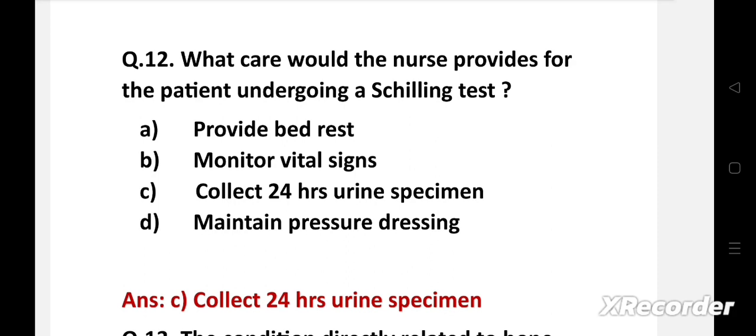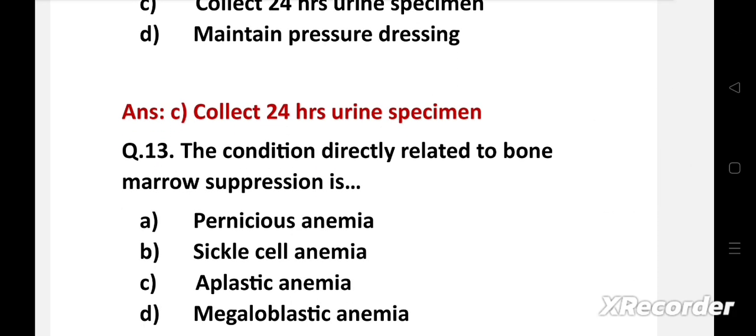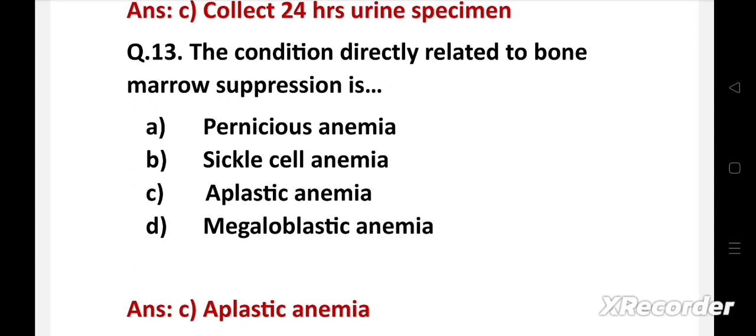Next question. The condition directly related to bone marrow suppression is: option A, pernicious anemia; B, sickle cell anemia; C, aplastic anemia; D, megaloblastic anemia. Right answer is option C.